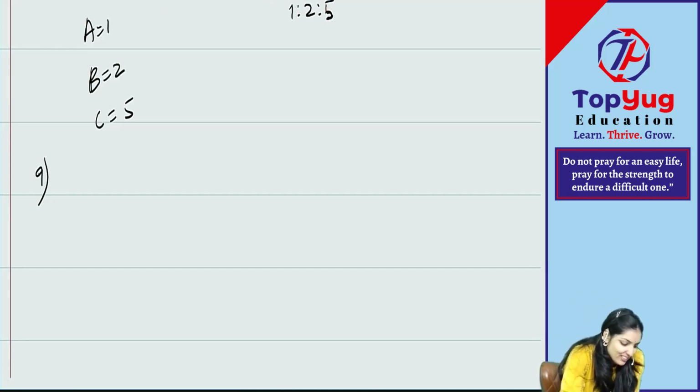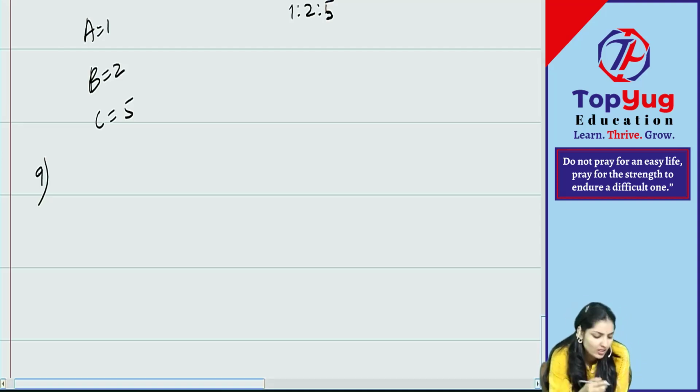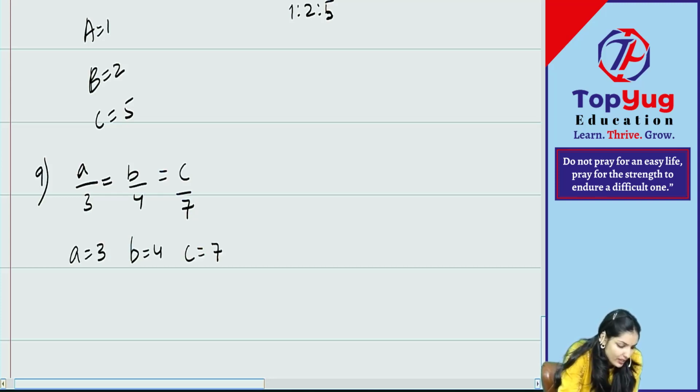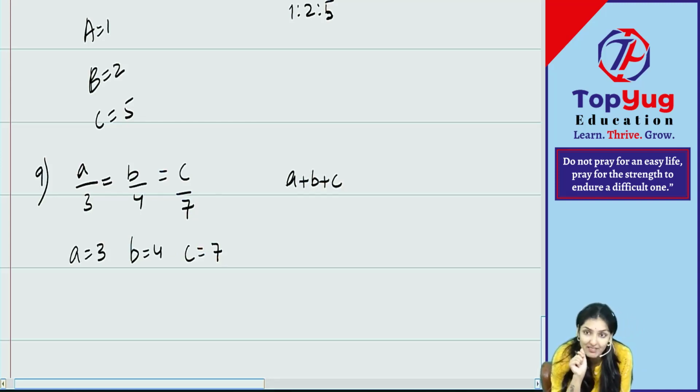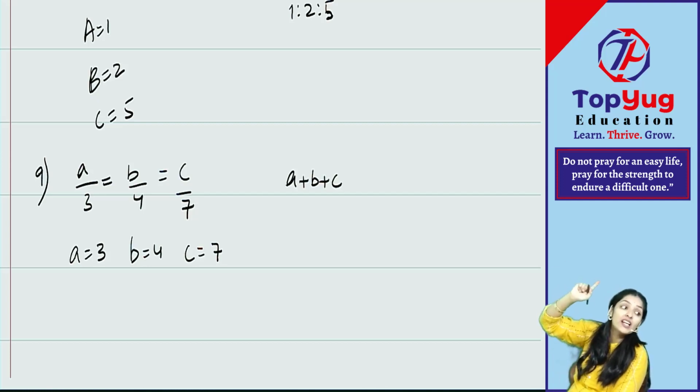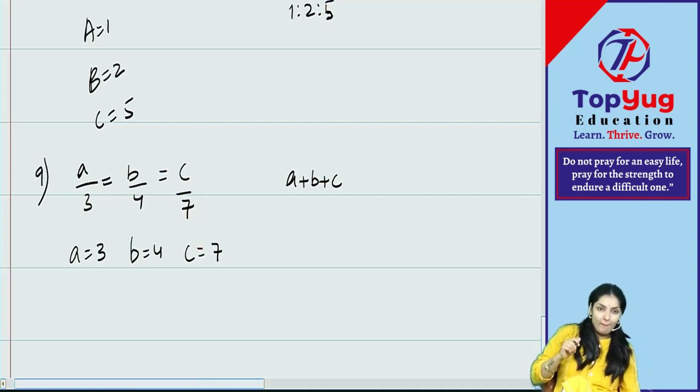And then the ninth one. In this one you can do it. It is given A by 3, B by 4, C by 7. Means A is equal to 3, B is equal to 4, C is equal to 7. So A plus B plus C. Now tell me one thing: is it only C divided by C, or C by the whole C? Why? If it is the whole, why? If it is only the denominator to C, why? Tell me.